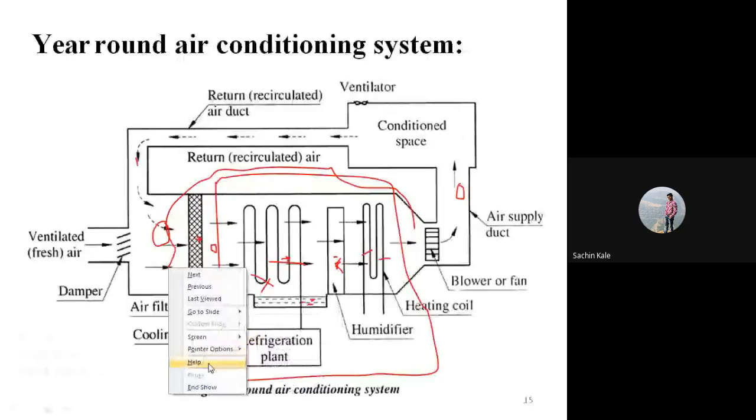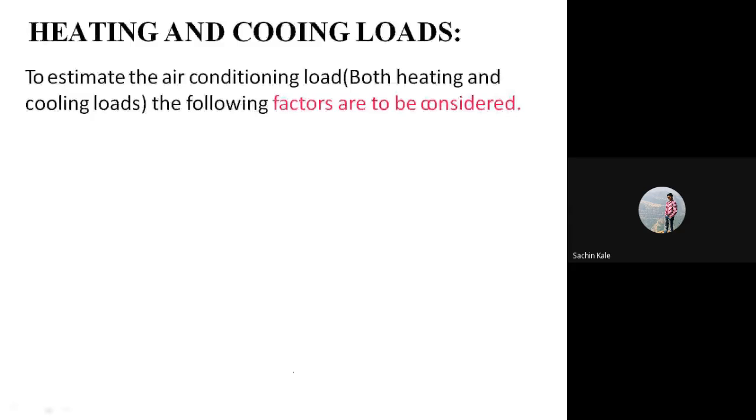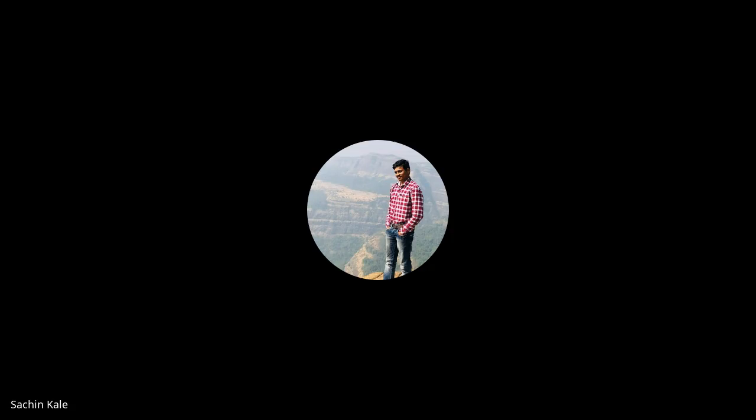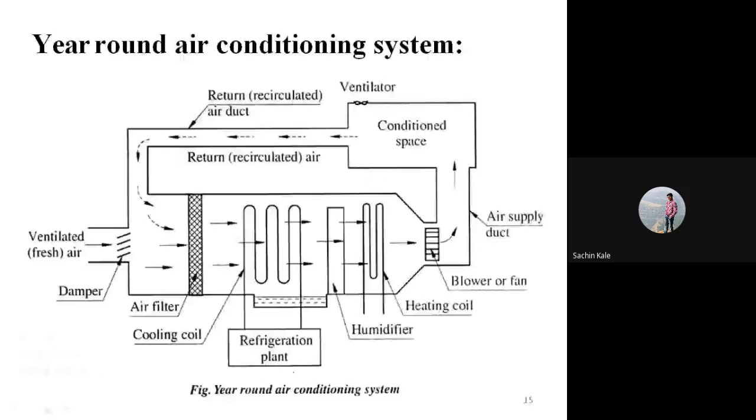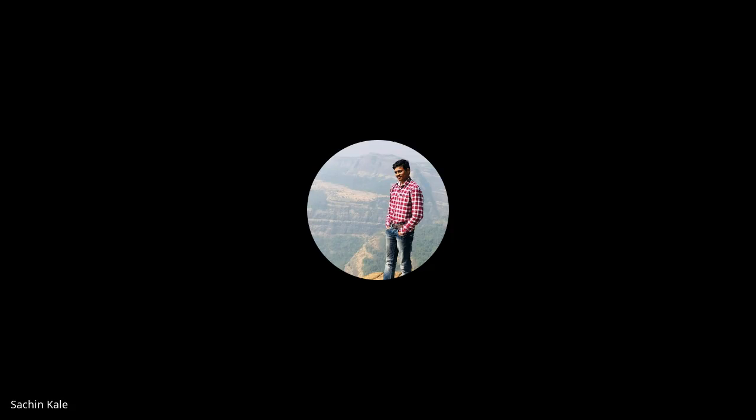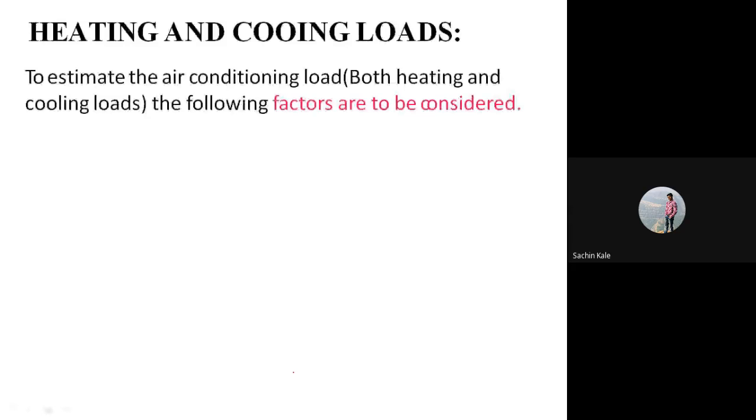Now we have to study. So this was the preliminary part of this our chapter number 6. Now we have to solve the problems based on the winter air conditioning system, summer air conditioning system, as well as year round air conditioning system. Before solving the problem, here we have to see what is meant by heating load calculation, or what is meant by heating load, as well as what is meant by cooling load.